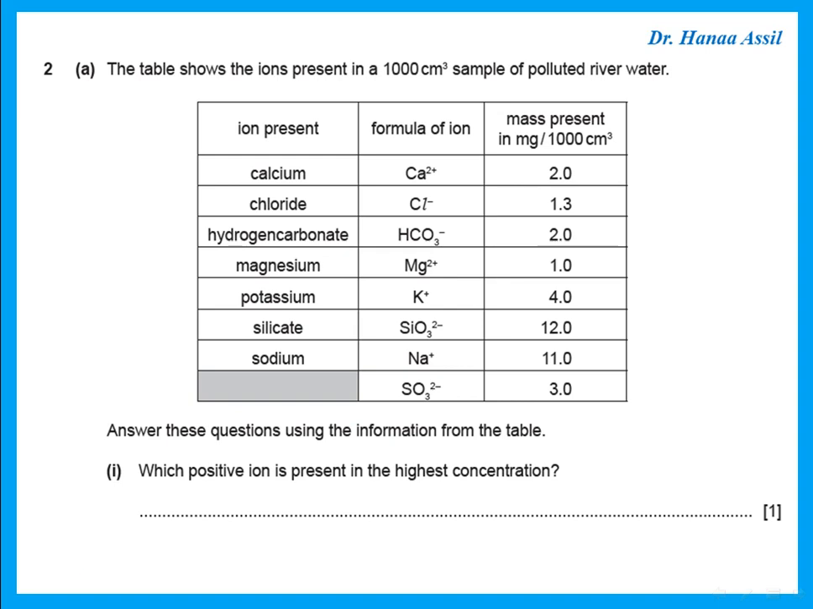Which positive ion is present in the highest concentration? First of all, I'm looking at the ones that have a positive charge, like calcium, magnesium, potassium, and sodium. Now, which of these has the highest concentration? So which one has the highest mass in the 1000 cm³? Of course, Na plus is the one that has the most mass in milligrams per 1000 cm³.